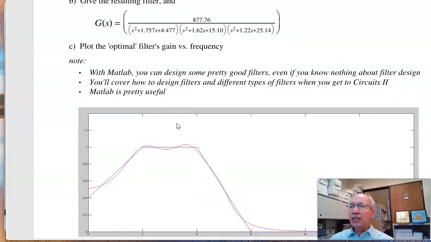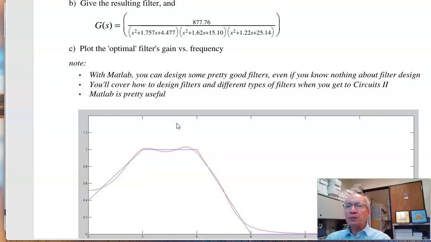Now, thing to note is fminsearch is really useful. If you know nothing about filter design, you can design some pretty good filters with Matlab and fminsearch. Once you take signals and systems, you can design these by hand as well, and there is a pattern. The poles and zeros aren't arbitrary. You can design them by hand, but Matlab will also do it. So when you get to signals and systems, this is one way to design your filters. Then the challenge is, can I do better by hand? But that's one of the uses of Matlab. I can analyze filters. I can design filters. And that's homework set number 14 for ECE 111.